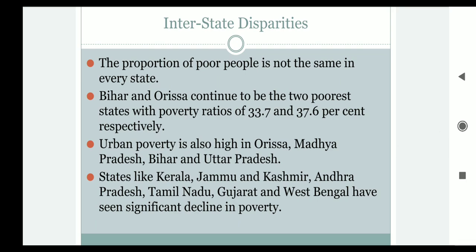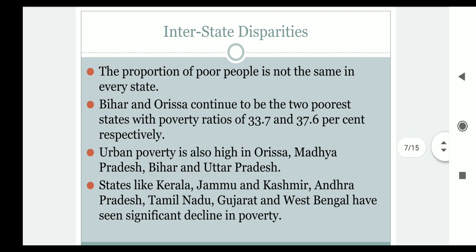Children, the proportion of poor people is not the same in every state. Bihar and Odisha continue to be the two poorest states, with poverty ratios of 33.7% and 37.6% respectively. Urban poverty is also high in Odisha, Madhya Pradesh, Bihar, and Uttar Pradesh. States like Kerala, Jammu and Kashmir, Andhra Pradesh, Tamil Nadu, Gujarat, and West Bengal have seen a significant decline in poverty.